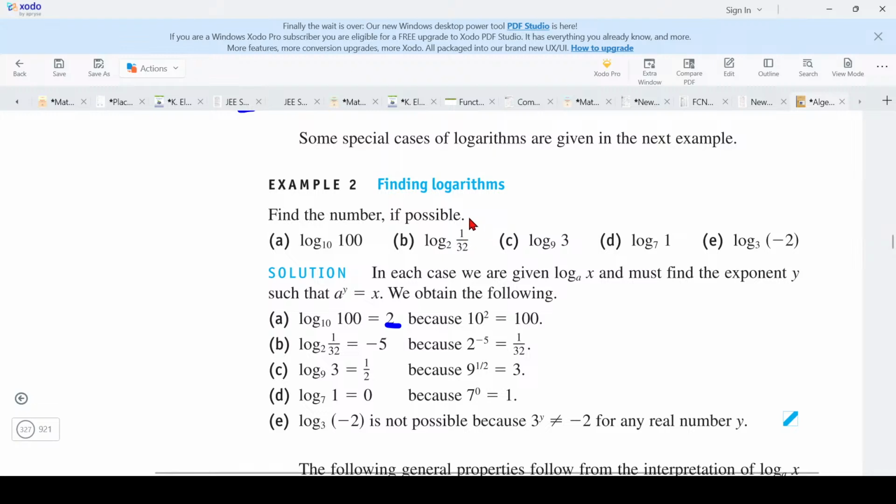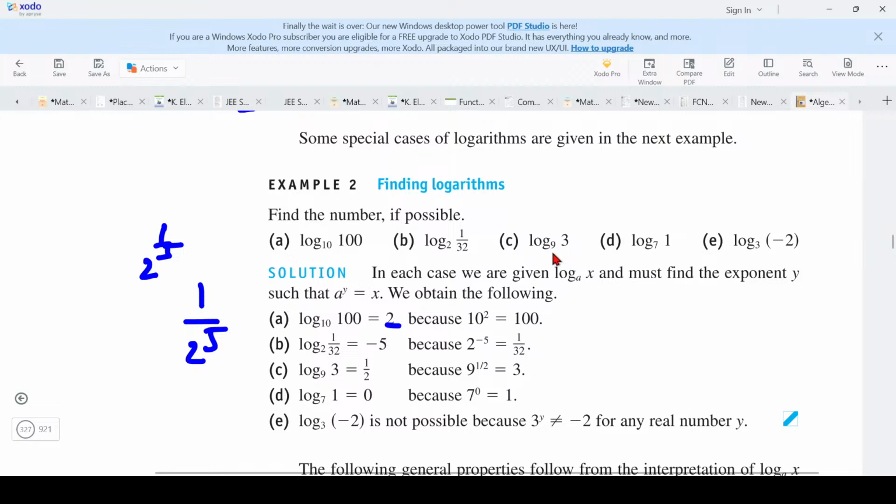2 raised to minus 5, what will it become? 1 by 2 raised to what? No, 2 raised to 1 by 5 is what? Is it 1 by 32? Sir, minus 5, 2 raised to minus 5. Very good. What you wanted was 1 by 2 raised to 5, right? It is not 2 power 1 by 5. So 2 power minus 5 is 1 by 32. What about this one?